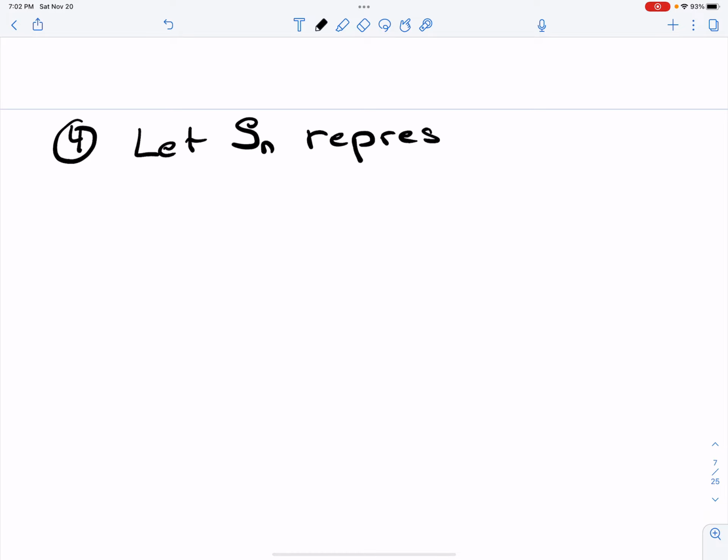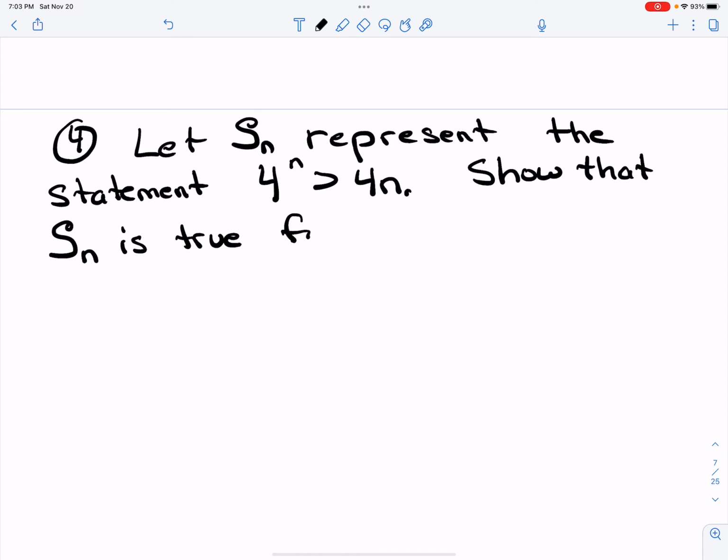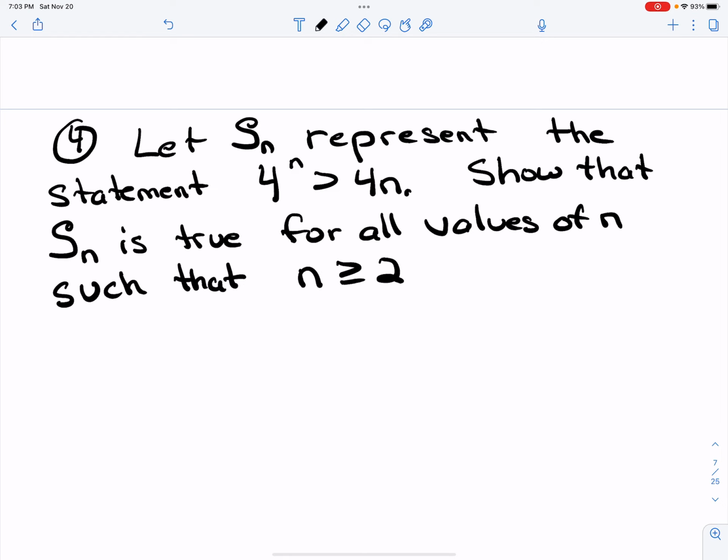So, last one. Let S sub n represent the statement 4 to the n is greater than 4n. Show that S sub n is true for all values of n such that n is greater than or equal to 2.